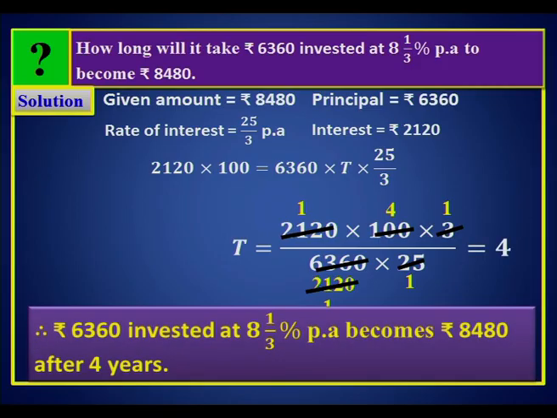That means, the value of T is 4. Hence, we can conclude that this amount 6,360 invested at 8 1/3% per annum becomes 8,480 rupees after 4 years.